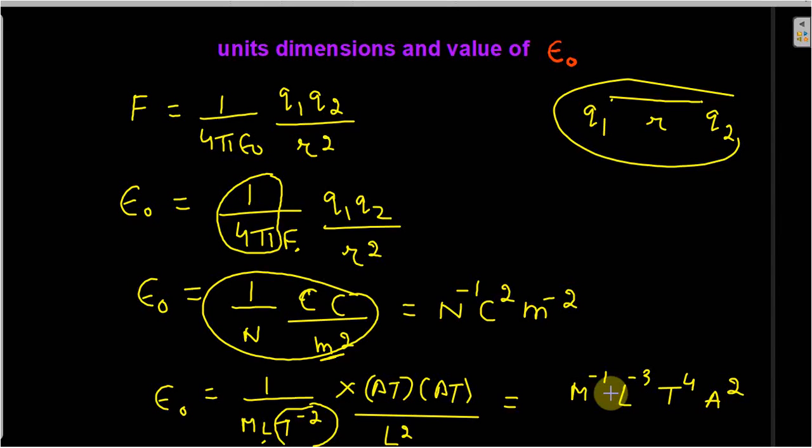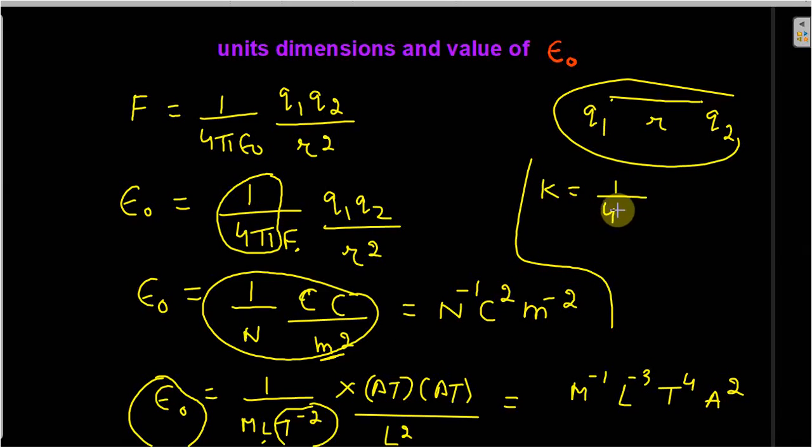Okay, so next we will discuss the numerical value of epsilon naught. We will calculate what is the numerical value of epsilon naught by using this formula. K is equal to 1 by 4 pi epsilon naught, and we want to find the value of epsilon naught. But what is the value of K? The value of K is numerically equal to 9 into 10 raised to power 9.